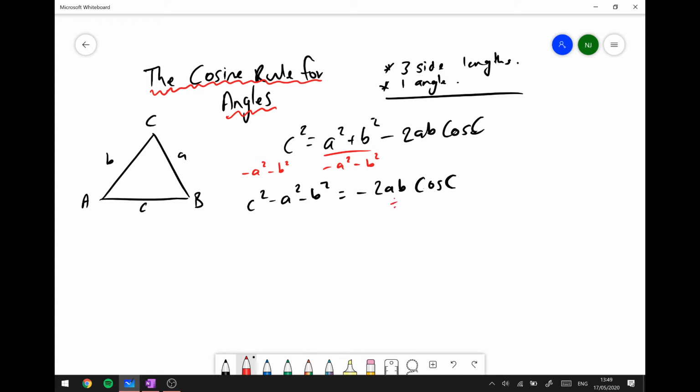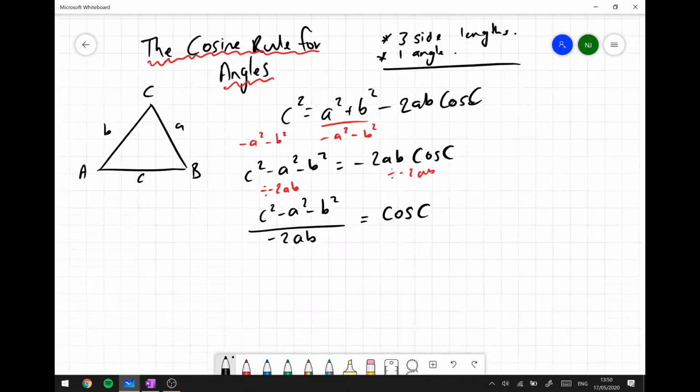Next, I'm going to divide both sides by negative 2ab. So divide by negative 2ab. And that's going to leave us with c squared minus a squared minus b squared over negative 2ab, and that is equal to cos c.